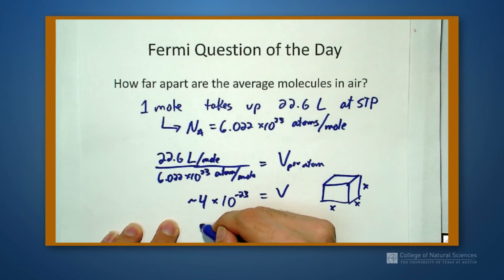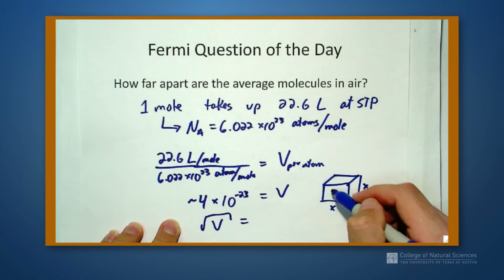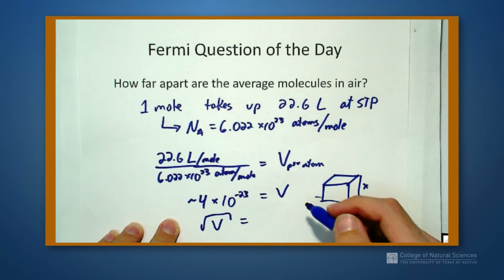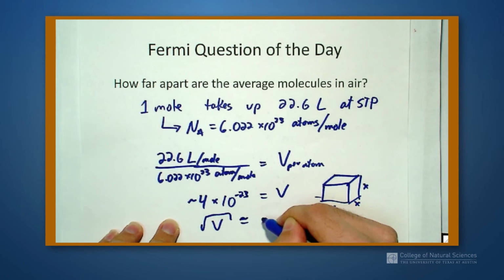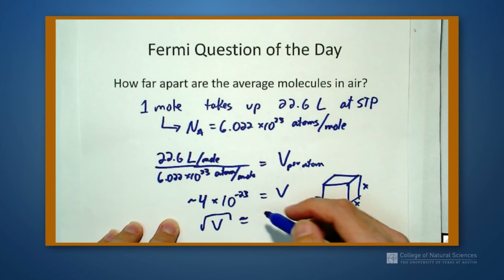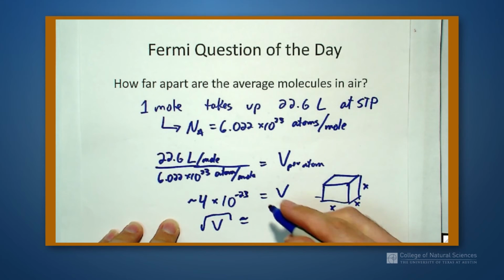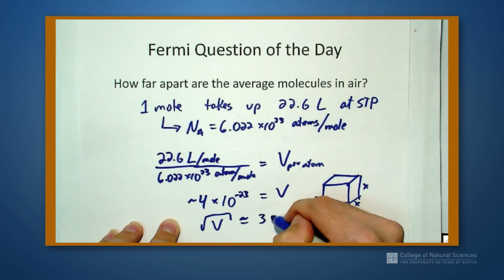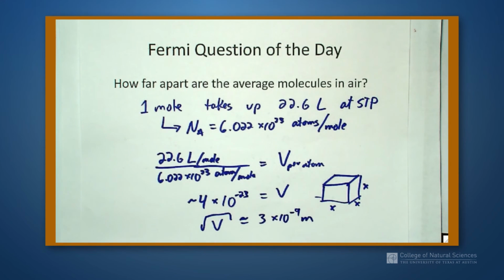So if I take the cube root of my volume, that's going to give me the average distance between the molecules, which works out to be approximately 3 times 10 to the minus 9 meters.